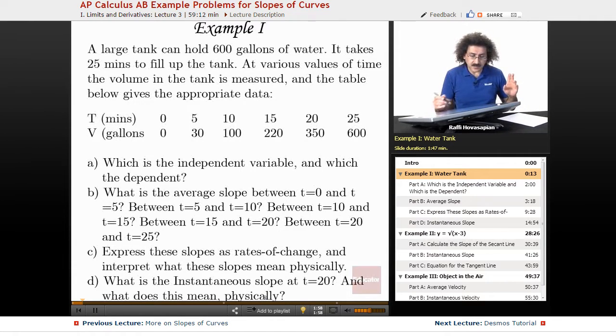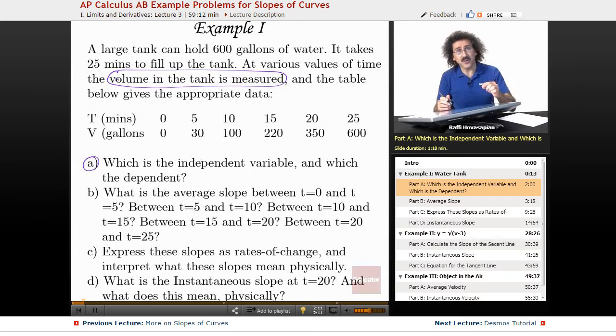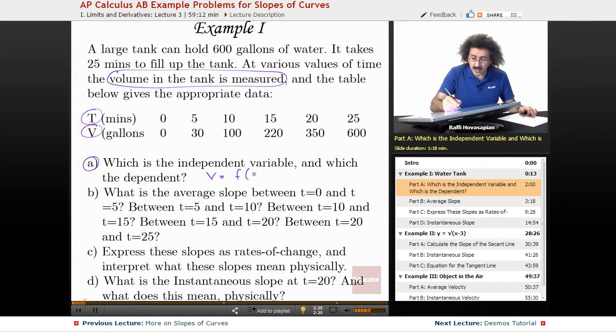So part A, which is the independent variable and which is the dependent variable? Let's look back at the question. The volume in the tank is measured. Anytime something is measured, that's the dependent variable. It's that simple. So volume is the dependent variable, time is the independent variable. Therefore volume is a function of time. I wrote a small t here and a capital T here, it doesn't really matter.